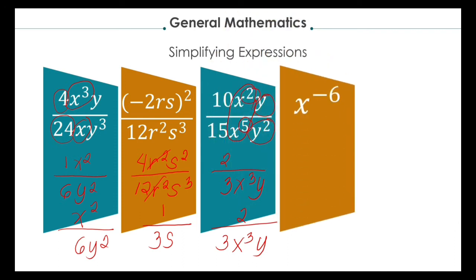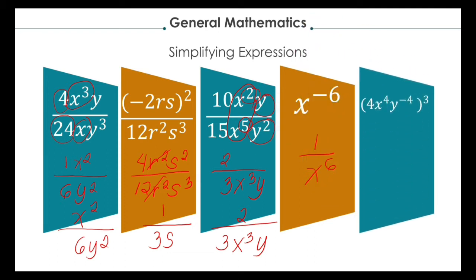We have x raised to negative 6. So, kapag ganito po yung expression natin, so meron tayong negative exponent, kukunin lang natin yung reciprocal ng base, that is 1 all over x, and then yung exponent niya, which is negative 6, will become positive. So, x raised to negative 6 is equal to 1 all over x raised to 6.